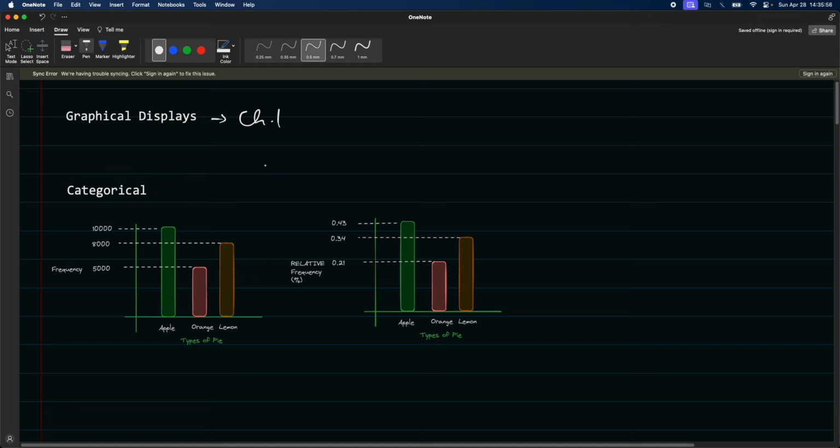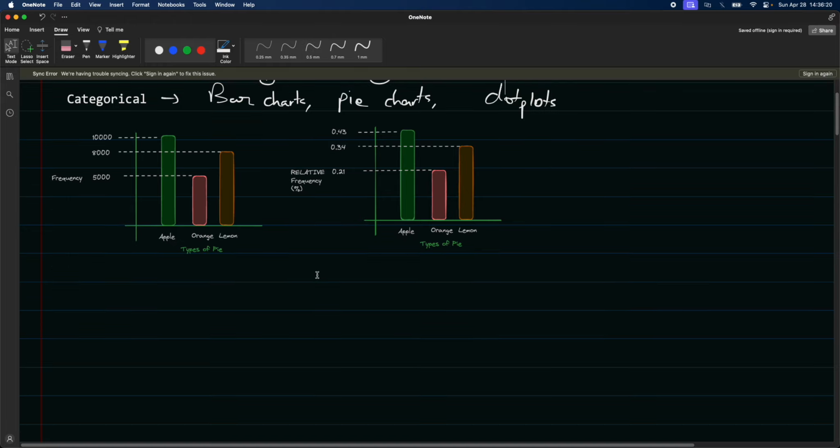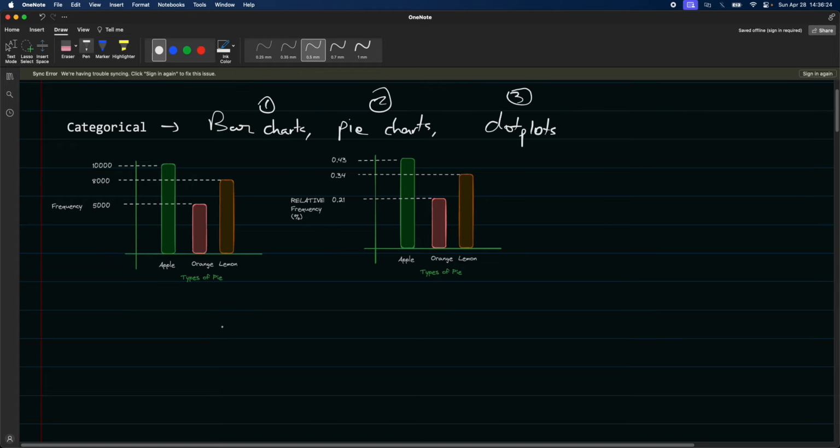For categorical, there are three main ways of representing the data. You have bar charts, pie charts, and also dot plots. The bar charts are the most important, then you have pie charts, and then dot plots, right? Okay, so let's start with a very important concept, not only for categorical and quantitative, but generally throughout, which is this idea of frequency.